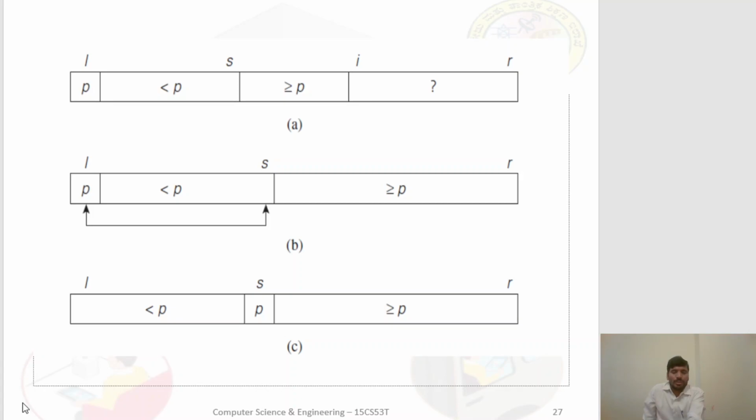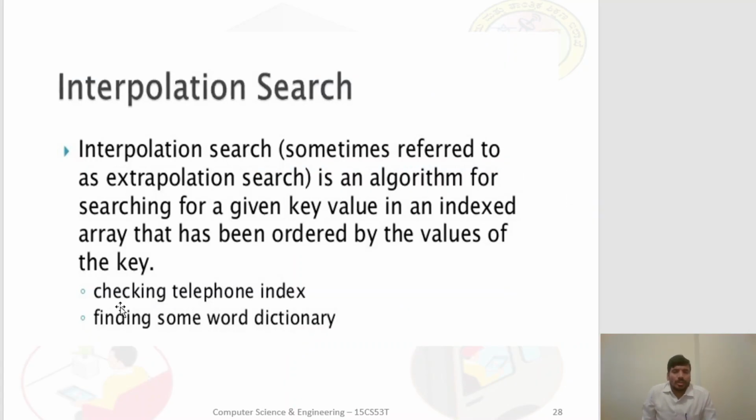Okay students, so coming to the next example, interpolation search. So interpolation search, sometimes it is also referred as extrapolation search, is an algorithm for searching a given key value in an indexed array that has been ordered by the values of the key.